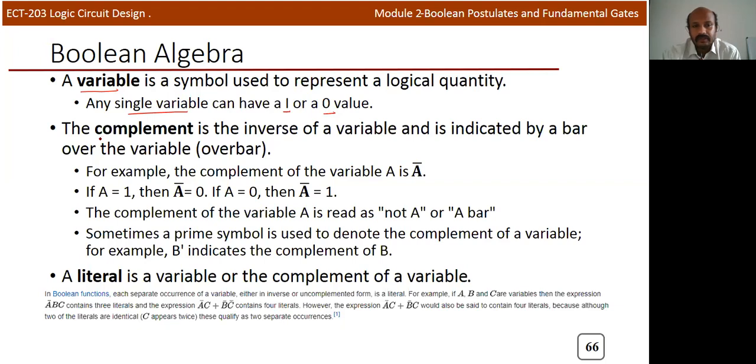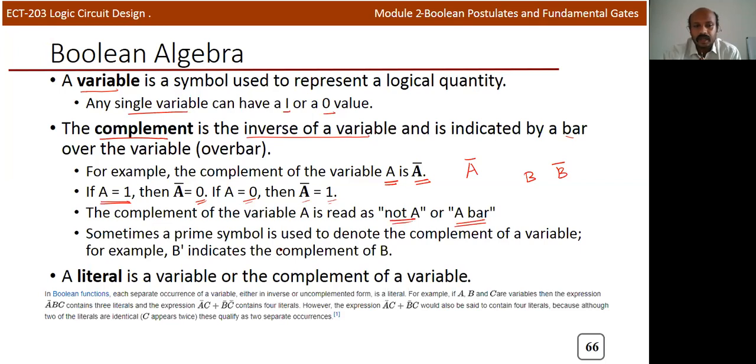And we will use another term which is known as a complement. Complement is the inverse of a variable, and it is indicated by a bar over the variable. For example, if A is the variable, the complement of A is represented as A bar. If B is the variable, the complement is represented as B bar. Complement means if A takes the value 1, then the complement of A takes the value 0. If A is 0, then the complement of A will take 1, and the complement of a variable A is read as either not A or A bar.